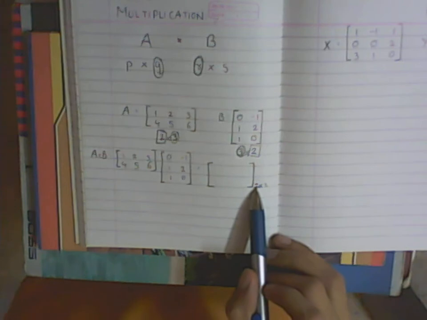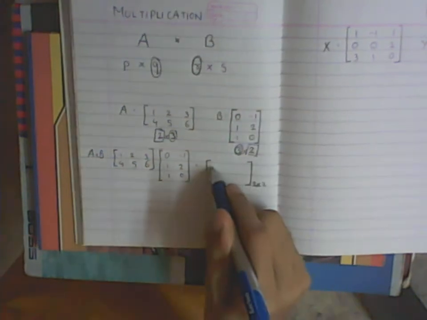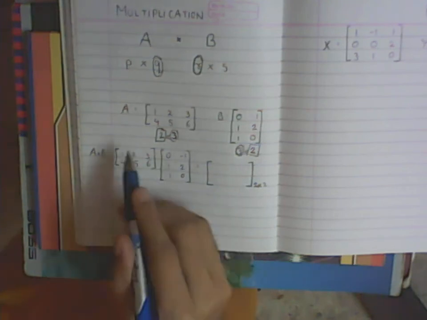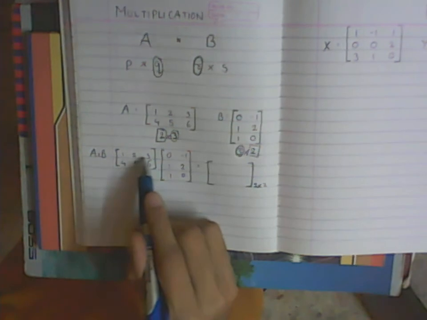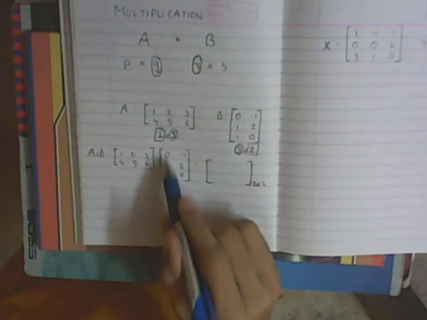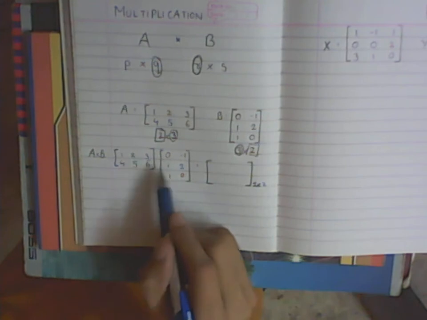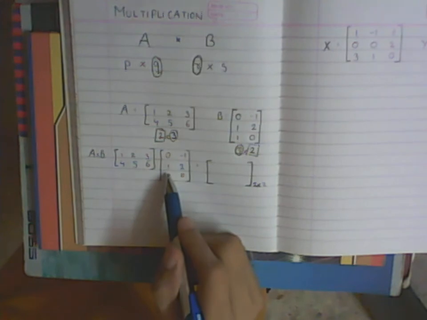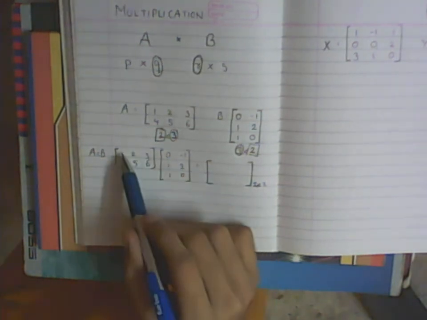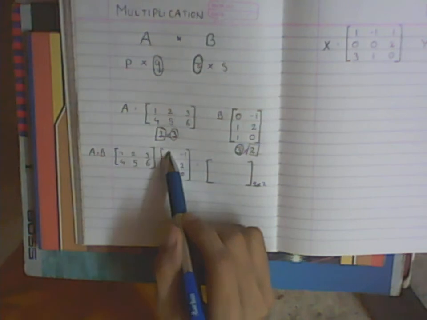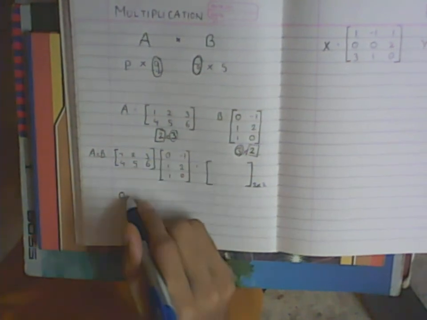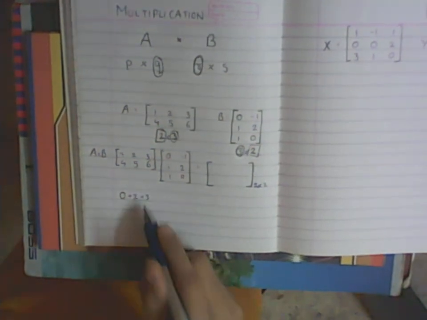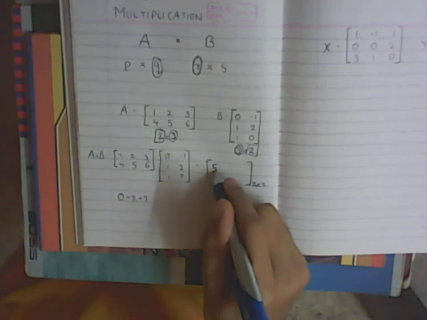The way you find its entries is using something called the dot product, or the sum product. You take the first row of the first matrix and the first column of the second matrix, and you do multiplication term by term. So you multiply 1 with 0, 2 by 1, and 3 by 1, and then you add those results. 1 into 0 is 0, 2 into 1 is 2, 3 into 1 is 3. If I add these, I get 5, right? So my first entry here is 5.